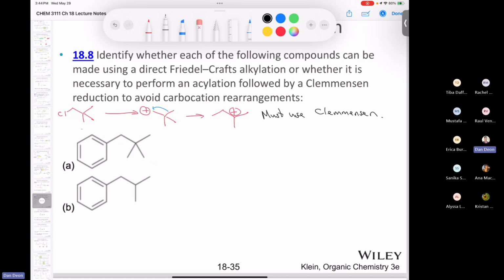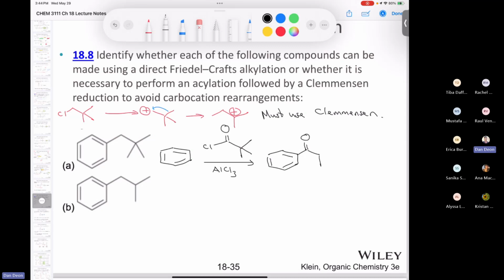So we're going to start with our benzene. We're going to treat it with the necessary acyl or acid chloride. Okay, so this is the acid chloride we're going to use. We just put a carbonyl on here, okay? So then we need our Lewis acid, which is aluminum chloride. That's going to give us the acyl group.